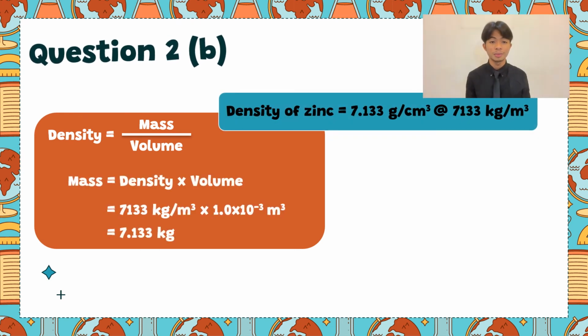First step is we must find the mass. To find the mass, we must use the density formula, which is density equals mass over volume. So we rearrange the formula and we get mass equals density times volume. We substitute the density given and the volume, and we get the value 7.133 kilograms.